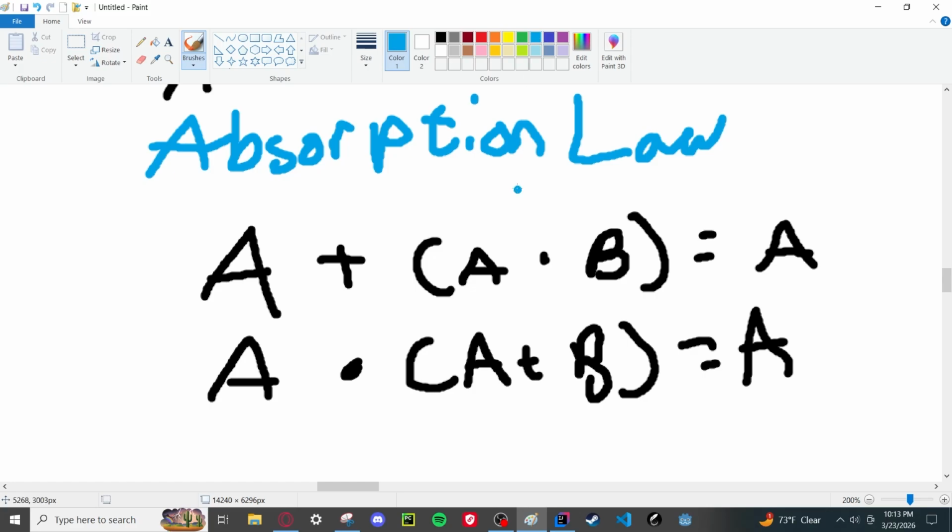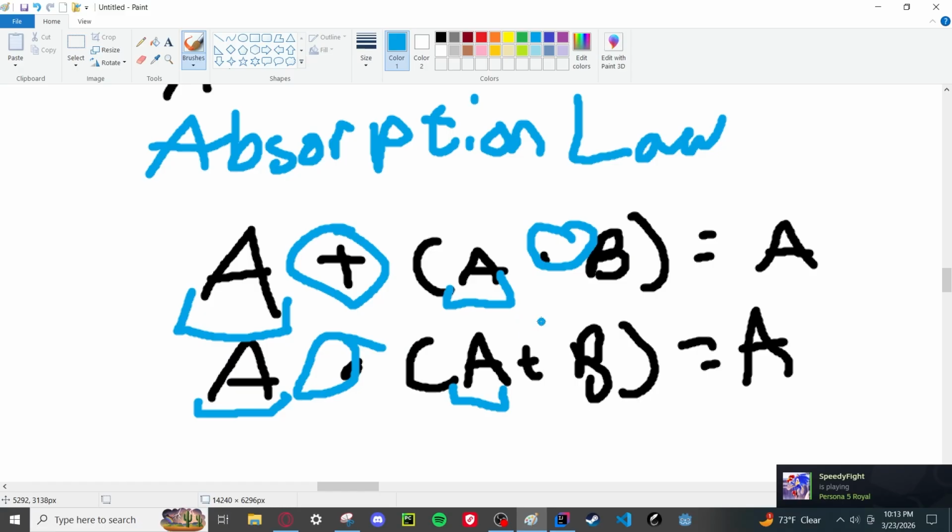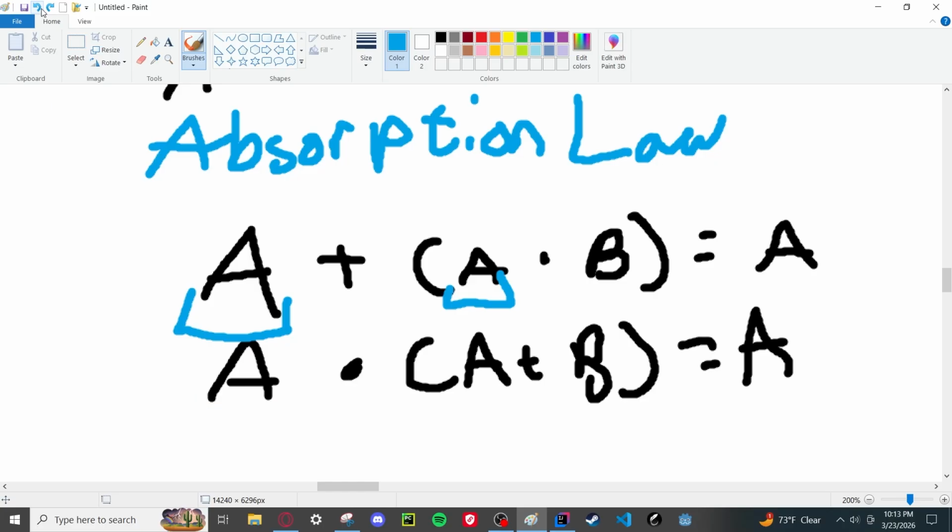What you kind of look out for in this law is you have an A on the outside and then an A on the inside. And then your operators are different. It's a plus on the outside and then a multiplication on the inside. Or it's a multiplication, an and, on the outside and then an or on the inside. So the operators are swapped.